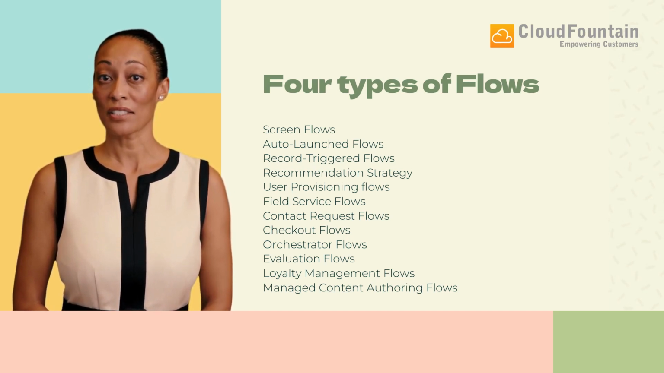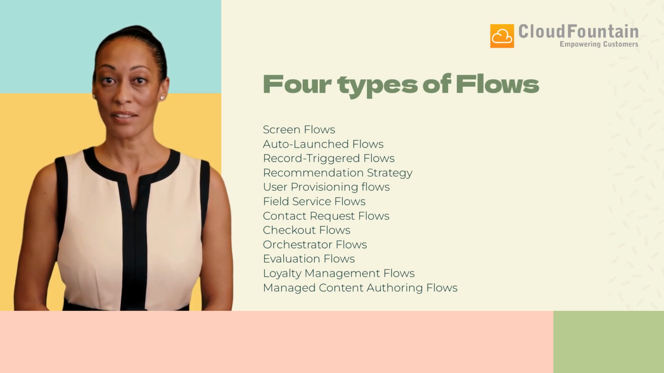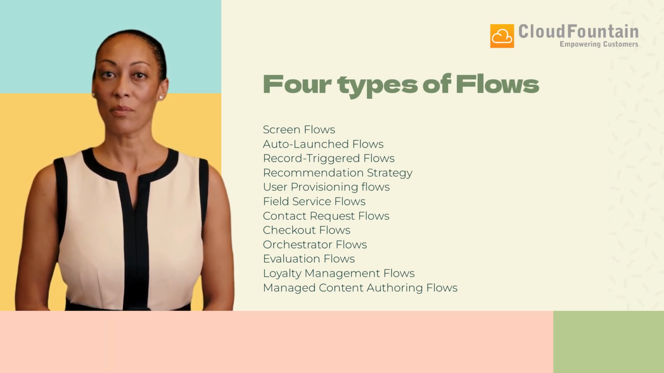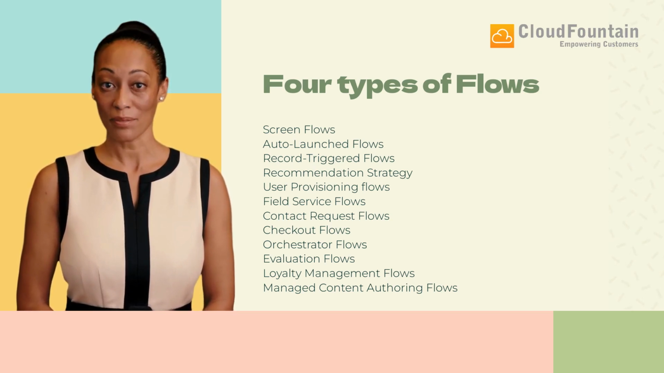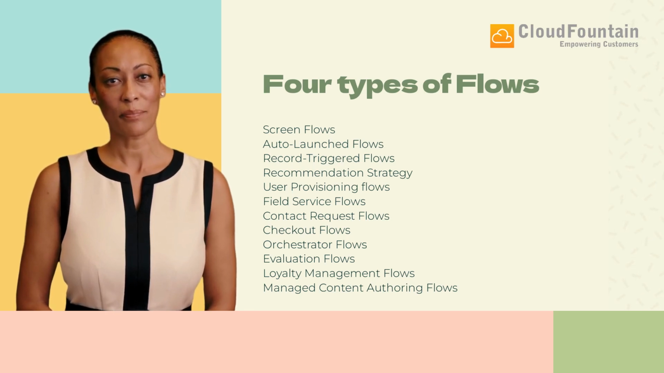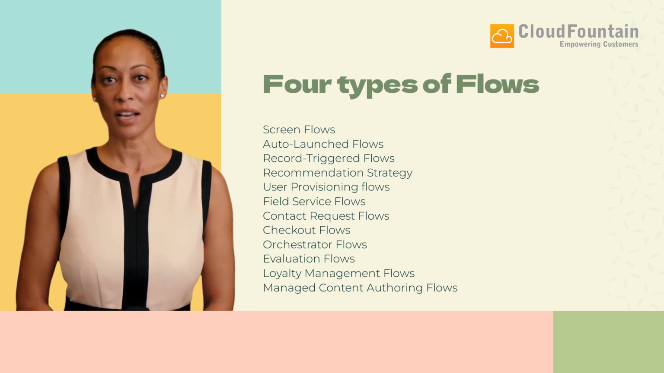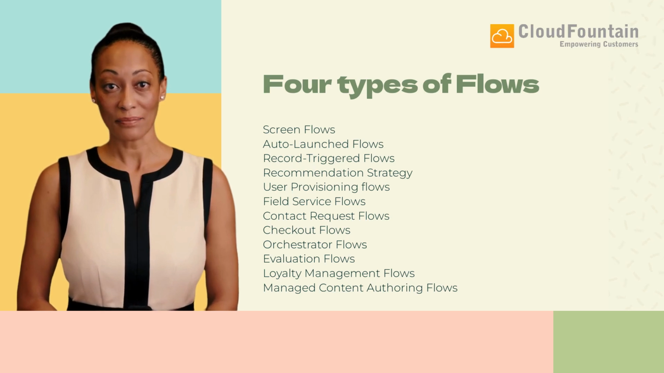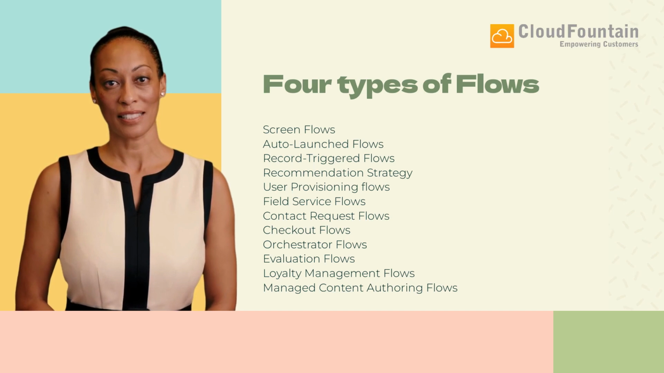4. Auto-launched flow with a record trigger makes before save updates to the new or changed record that launches the flow. Only these elements are supported: assignment, decision, get records, and loop. 5. Recommendation strategy. Builds a personalized list of recommendations for users. When a user responds to a recommendation, that recommendation launches its assigned flow, used by Einstein Next Best Action. 6. User provisioning flow. Provisions users for third-party services.